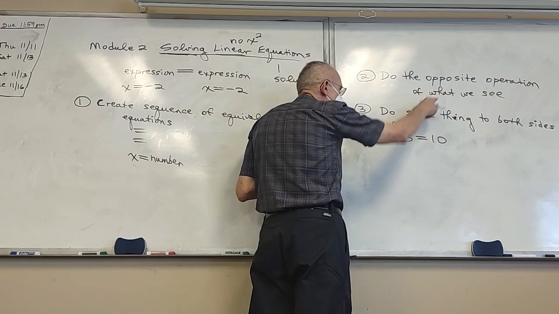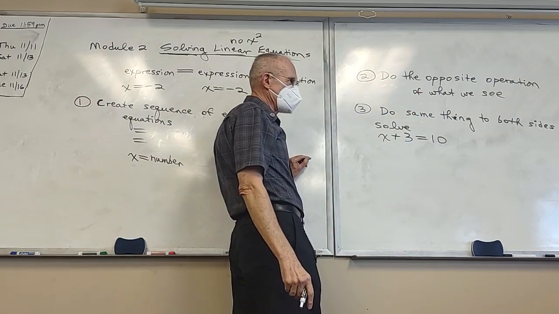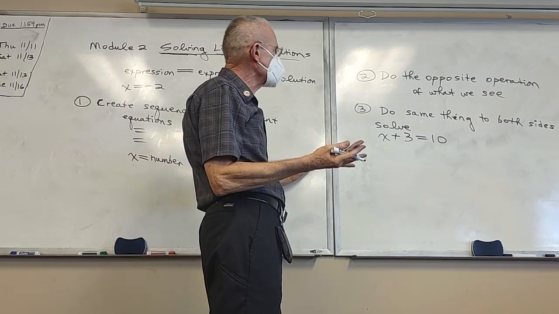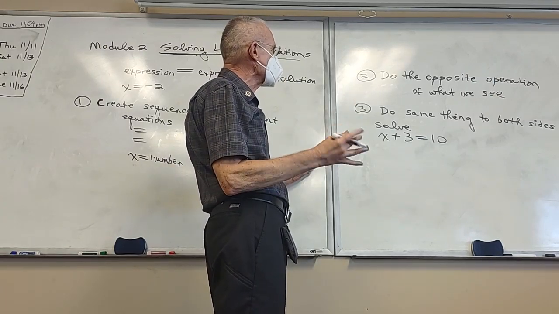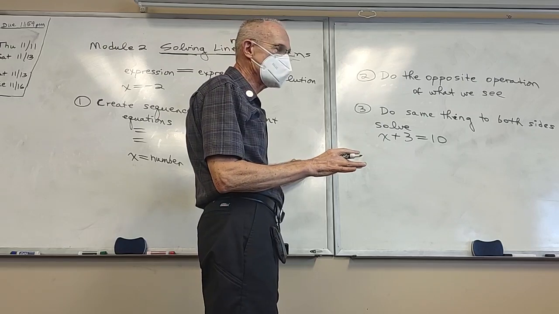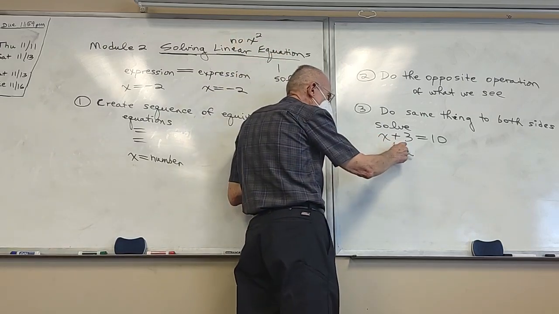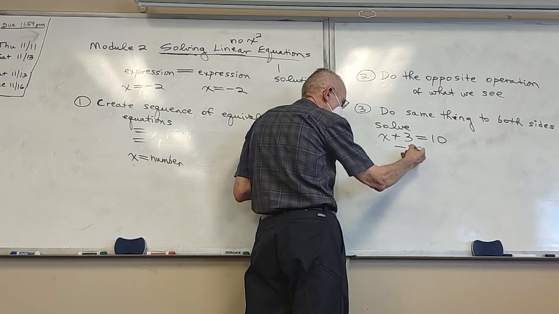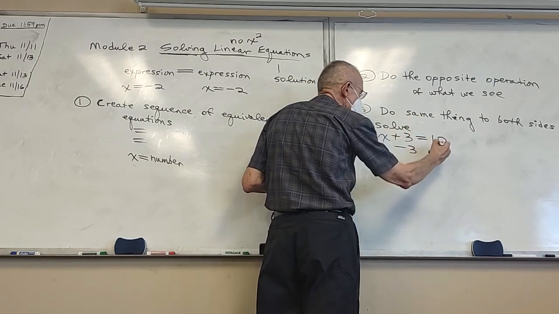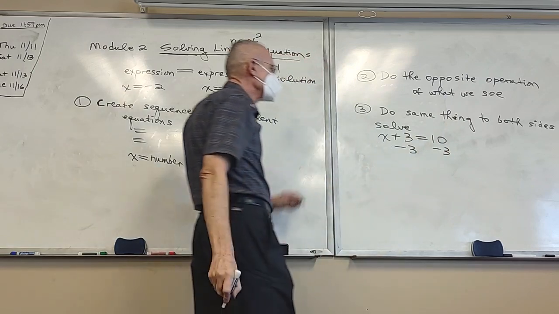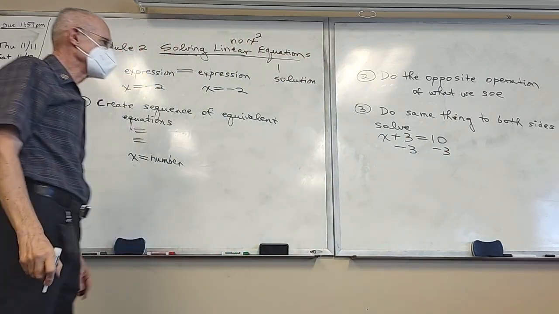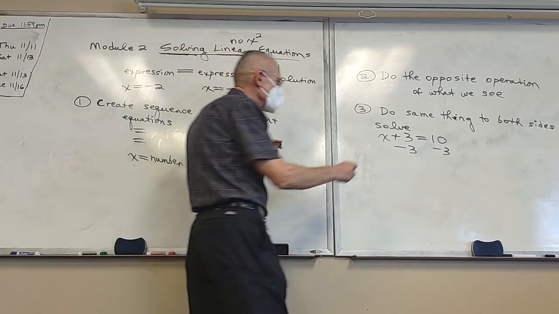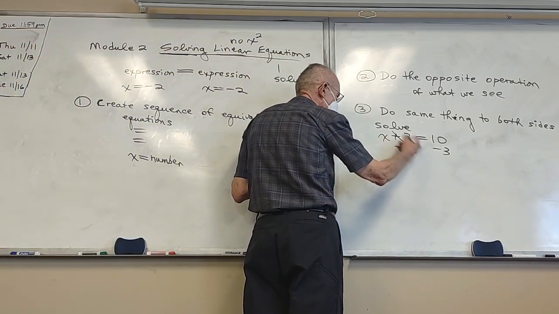I need to do the opposite of what I see. That's why when we covered opposite operations last time, I told you we need opposite operations in order to solve equations. That's the only way. So we say, okay, if I'm adding 3 in the original equation, I need to do the opposite, and I need to do it on both sides. And the neat thing is, of course, the plus 3 and the minus 3 go away.